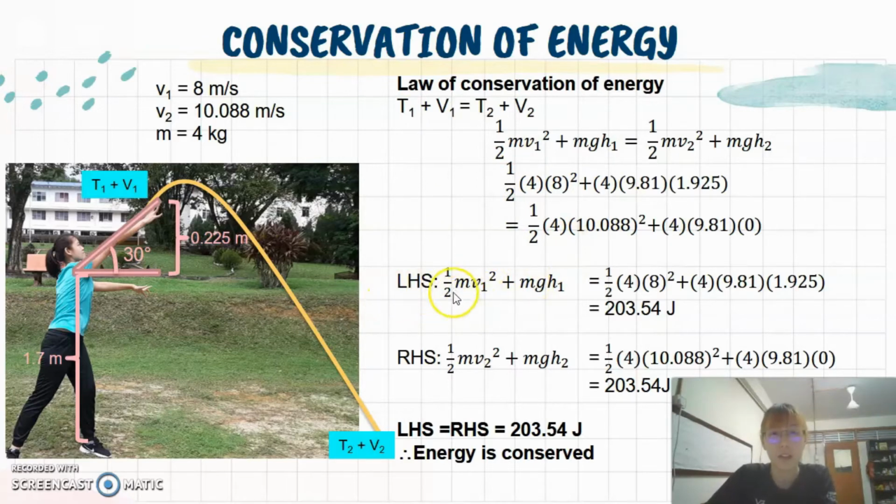So to calculate the left hand side, we use half mv1 squared plus mgh1. So half times 4 times 8, which is our initial velocity, 8 squared, and then plus 4, which is our mass of the ball, times the gravitational acceleration, 9.81, times the height, which is Audrey's height, plus the vertical length of Audrey's hand, which is 0.225, and then we will get 203.54 joule.